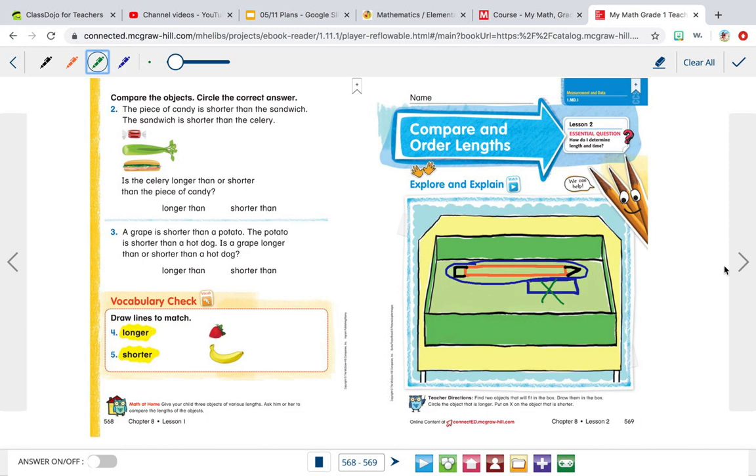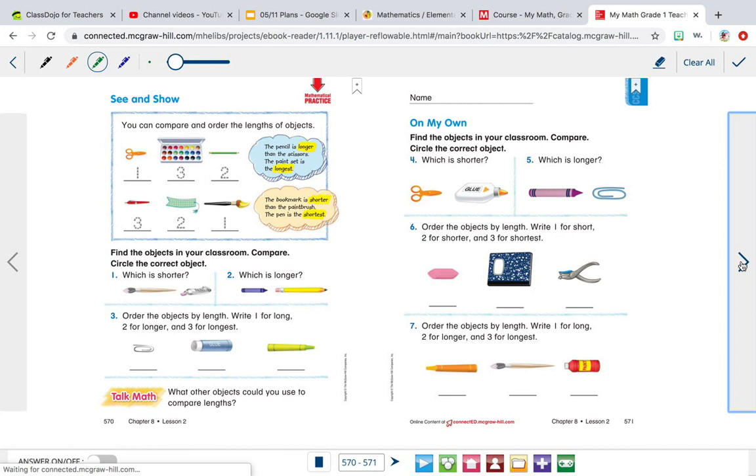So now what we're going to do is compare lengths and order them. So see how it says 1, 3, 2. What we're going to do is the smallest number, which is 1, is going to go to the smallest object. The biggest number, which is 3, is going to go to the biggest object, okay? So we're going to see that the pencil is longer than the scissors. So we know that the pencil is longer than the scissors. And the paint set is the longest.